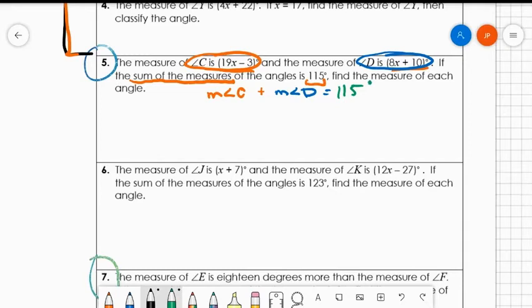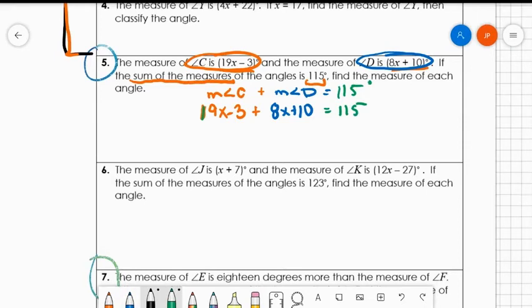Now, I don't have actual numbers for x, but I can plug the things that I've got into this little equation. I know that the measure of C is 19x minus 3 plus the measure of D is 8x plus 10, and that together those are going to be 115. Now this should start to look a little familiar to you. It's one of our equations that we looked at earlier this year.